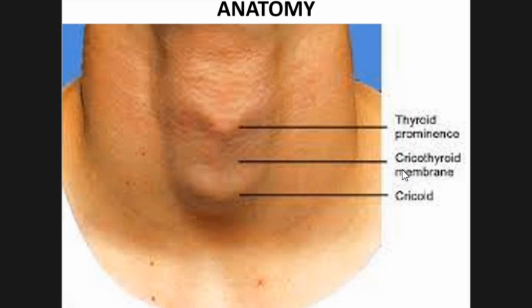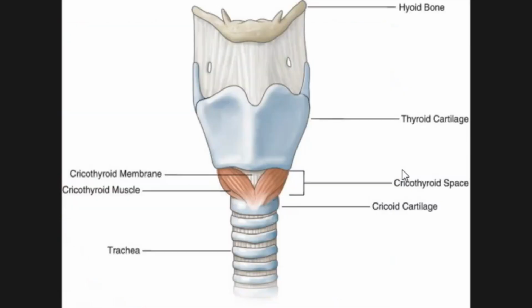What we'll have to know. I want you all to extend your necks and feel this prominence, which is the thyroid prominence, or in colloquial language, it's called Adam's apple. And as you go down, there is the cricoid cartilage, where if you just press a little bit, it will be painful. That is your cricoid cartilage, and in between these two is the cricothyroid membrane, which is the most important anatomical landmark for this procedure.